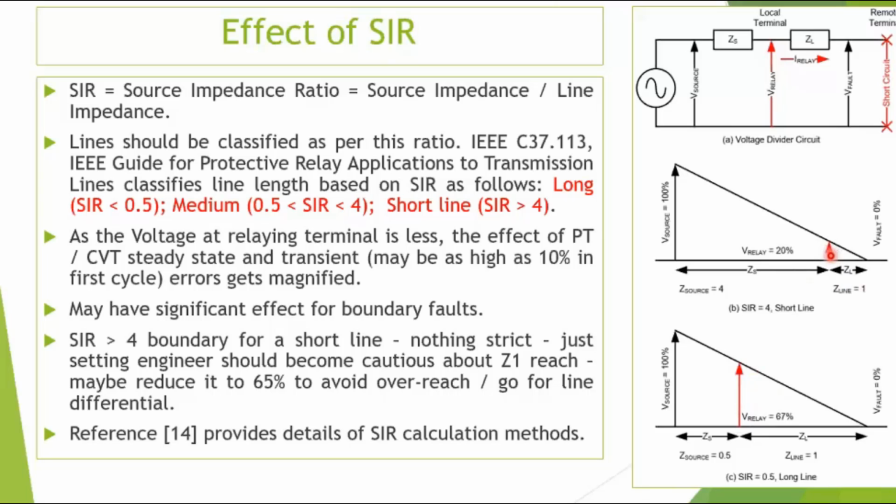When the voltage received by the relay is originally lesser due to the high source impedance, then my relay has a tendency to malfunction or maloperate. That is why for a SIR greater than 4, people have to be cautious with the zone 1 reach. This is not something very strict. It is not that if I have a SIR more than 4, I cannot use a distance relay. This is just a boundary where the setting engineer has to be cautious using zone 1 reach, maybe reduce it to 65% from 80% to avoid overreach, or go for line differential.